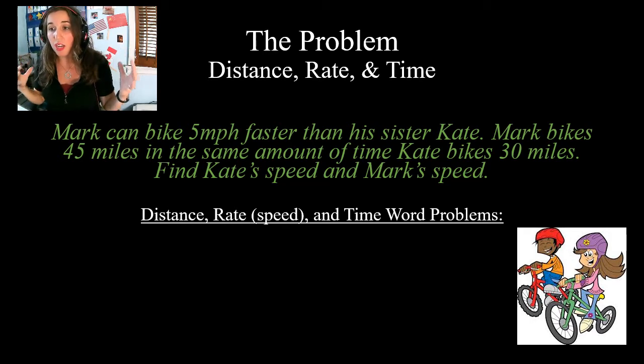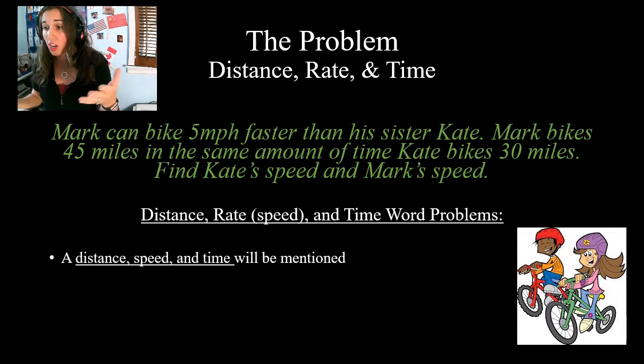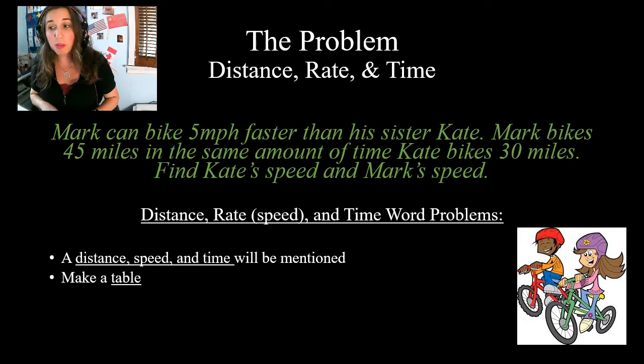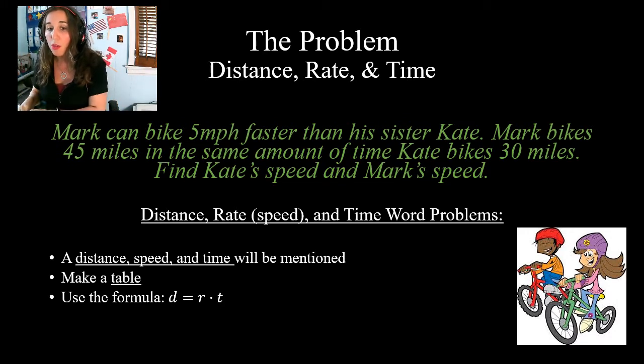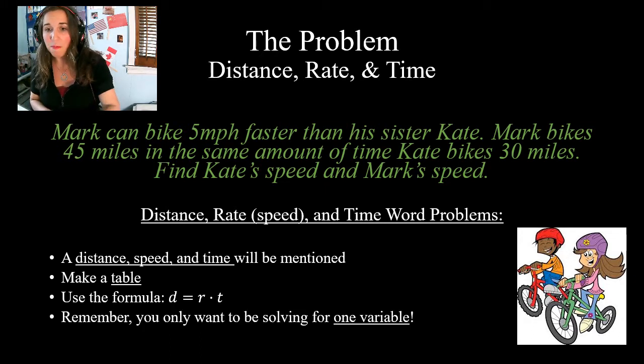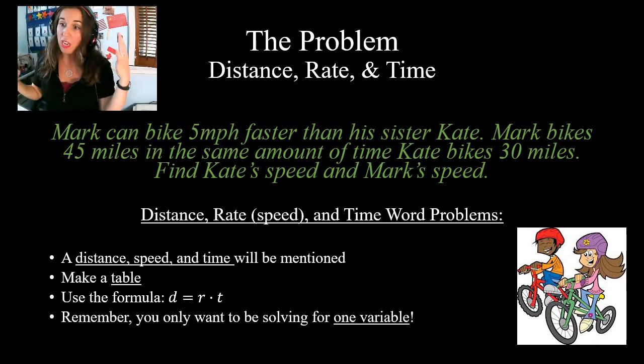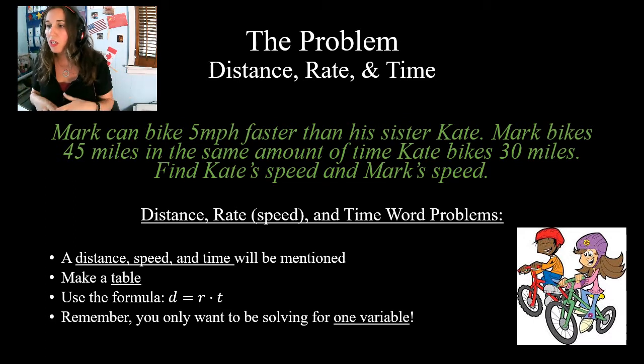So when you have a distance, rate, and time problem, it should be really obvious because you'll be given a distance, a speed, which is just another word for rate, and time. And once you see that, oh, I'm dealing with a distance, rate, and time problem, which means this will always be your strategy. You're going to make a table every time, and you're going to use the formula distance equals rate times time. Anytime you are given a distance, rate, and time word problem, you will make a table and use that formula, okay? You're only solving for one variable. It can be really easy to get confused because you have distance, rate, and time all floating around. It's the same deal. You're going to assign a variable name like X or something and just be solving for that one variable. And you'll see that as we go through.